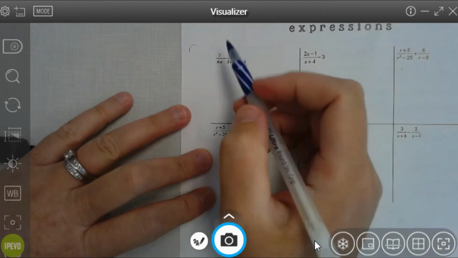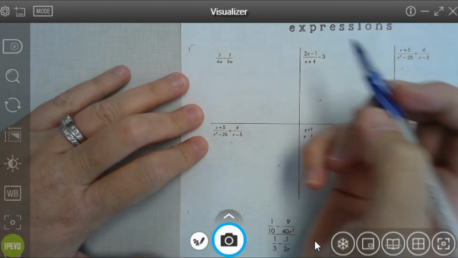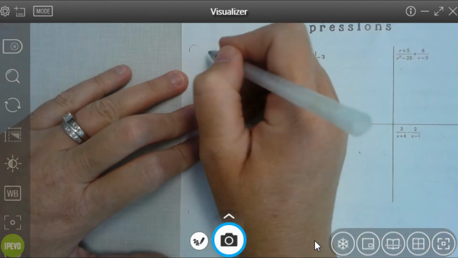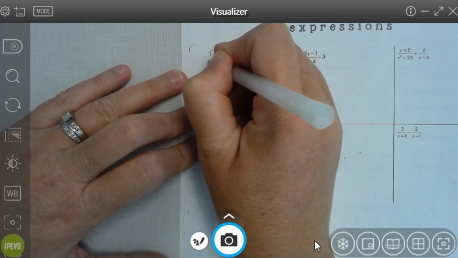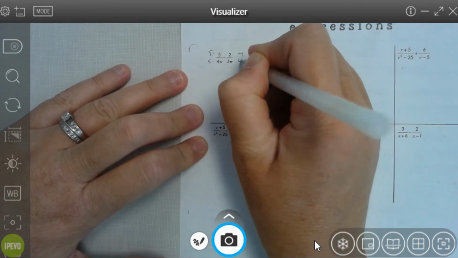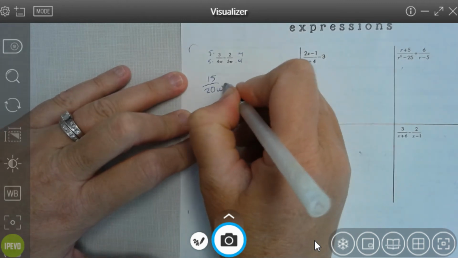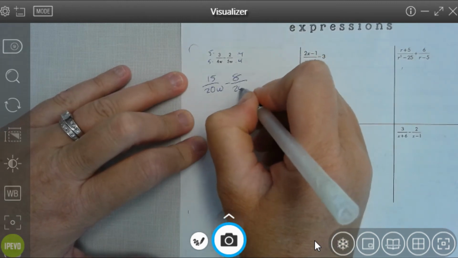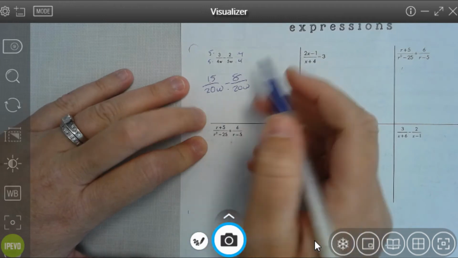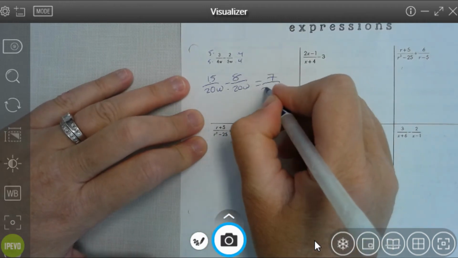All right, on the back, we need to get common denominators here. So common denominator, I'm going to multiply this side by a 5 on top and bottom, and this side by a 4 on top and bottom. So this becomes 15 over 20, 8 over 20. So now I'm just going to do 15 minus 8, gives me 7.